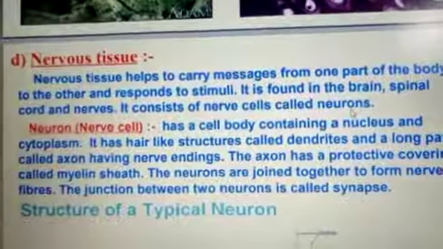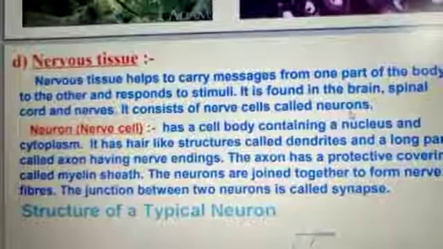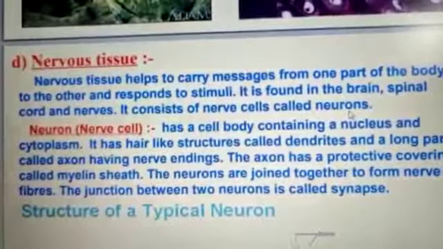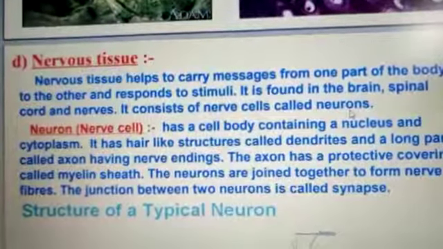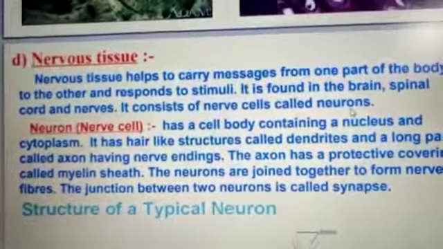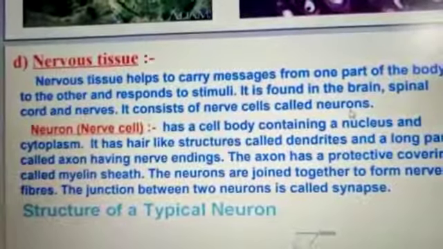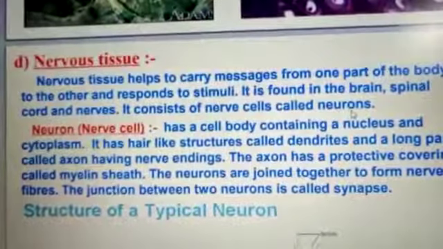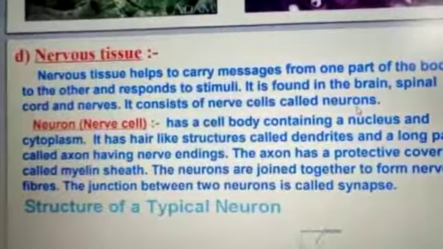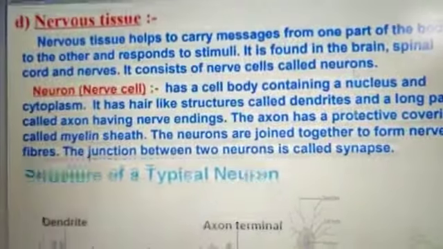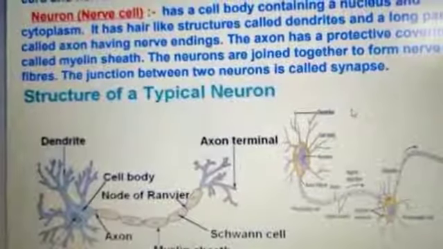Now coming to the last animal tissue, that is nervous tissue. Nervous tissue helps to carry messages from one part of the body to another and respond to stimuli. It is found in the brain, spinal cord and nerves. It consists of nerve cells called neurons. Now we are going to study the structure of a neuron. Have a look on the screen.